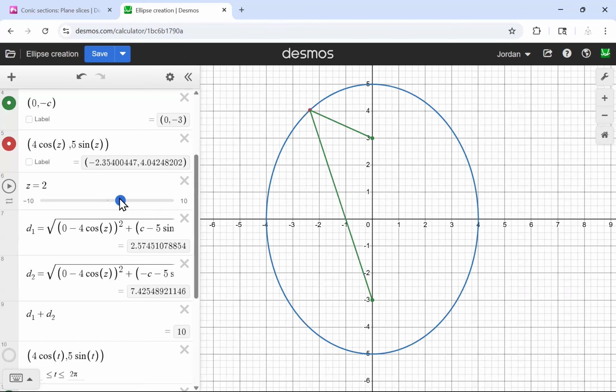So each point has the sum of those two distances equaling 10. That is one way to describe an ellipse geometrically.